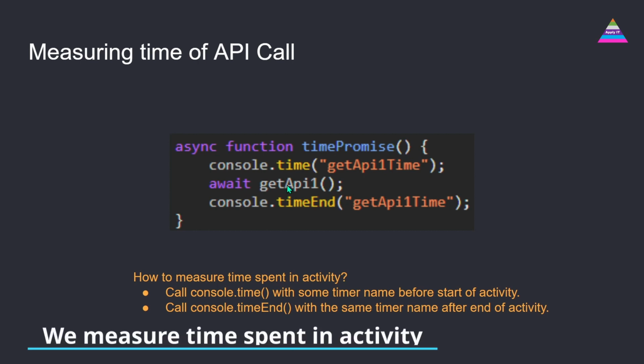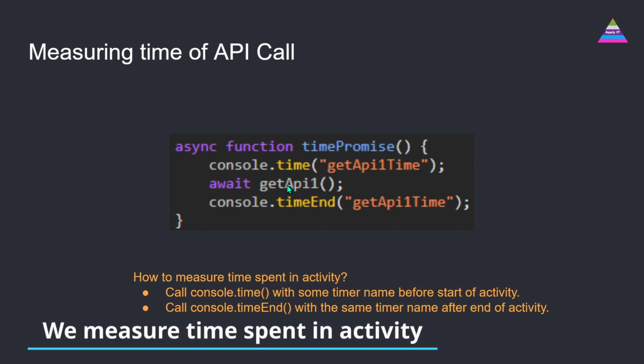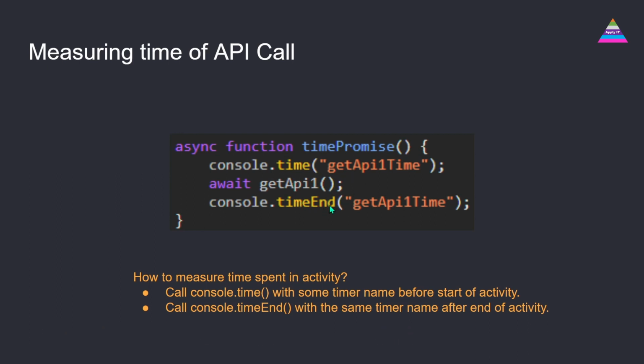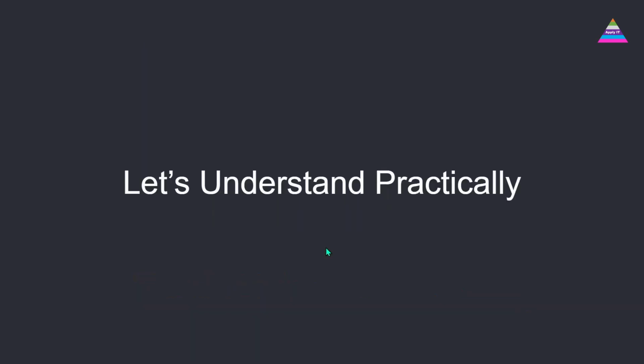Now let's understand how to measure time that is spent in any activity. We have two functions called console.time and console.timeEnd, using which we can measure time that is spent in some activity. We need to call console.time before the activity and console.timeEnd after the activity. Both functions take a unique timer name as input. For this activity, I'm providing getAPI1 time as the name of the timer to both calls. So let's understand this practically.